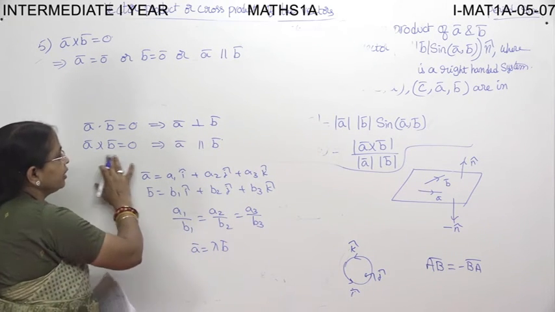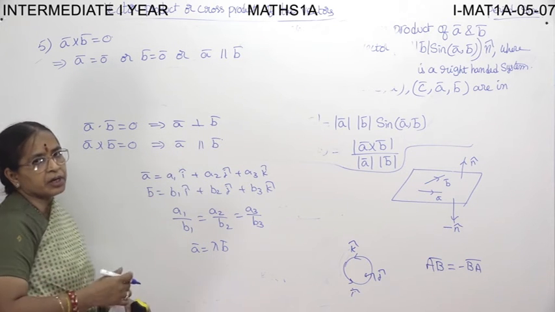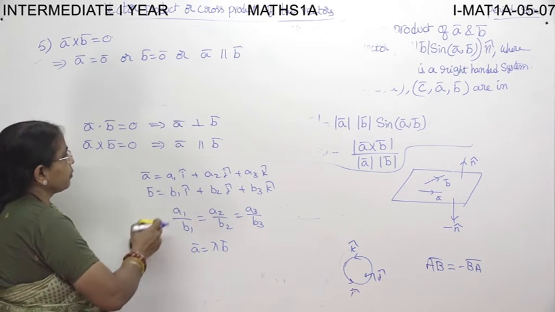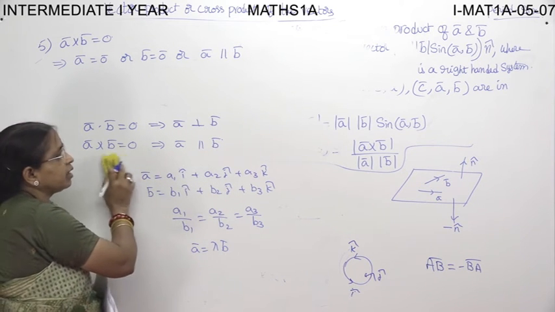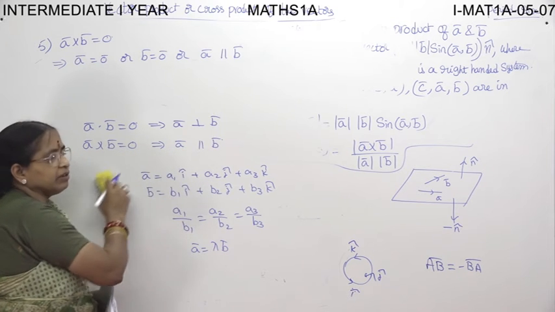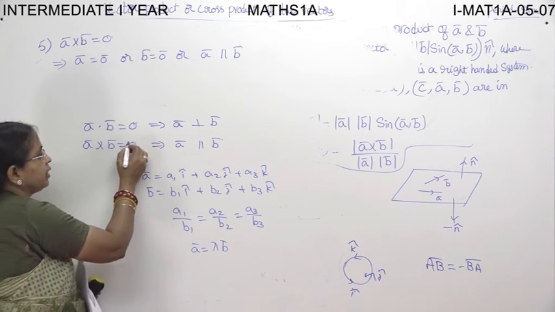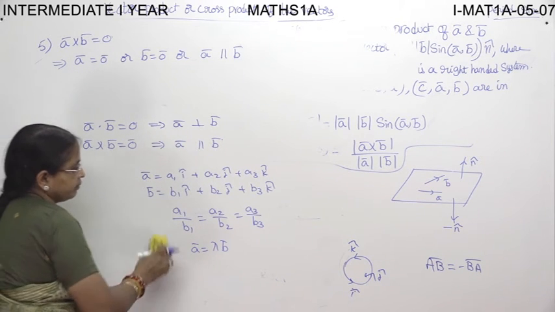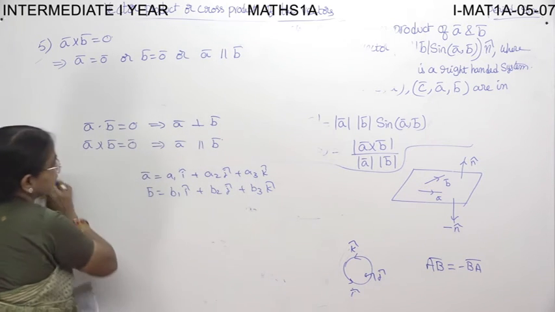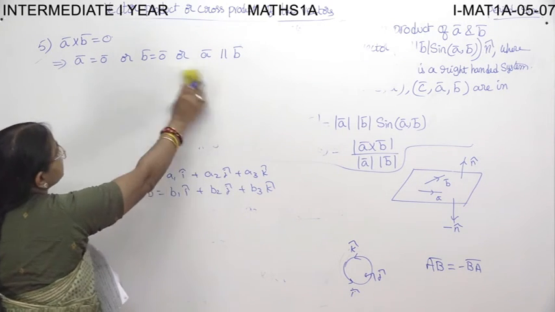But here we have cross product. In cross product also we have a similar property. So when two vectors are parallel or collinear, A cross B will be equal to 0. So A is parallel to B.